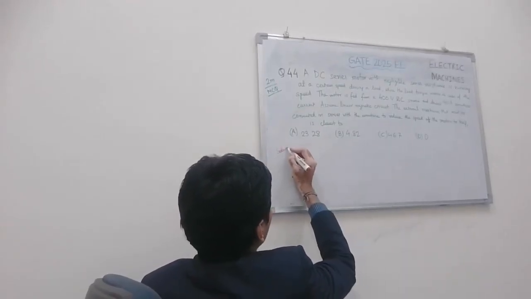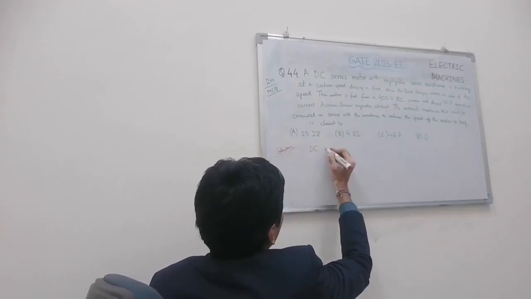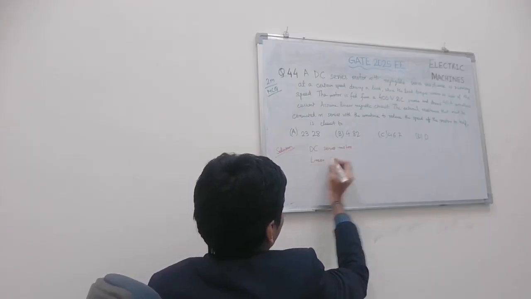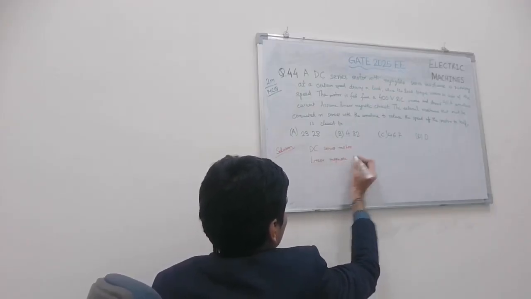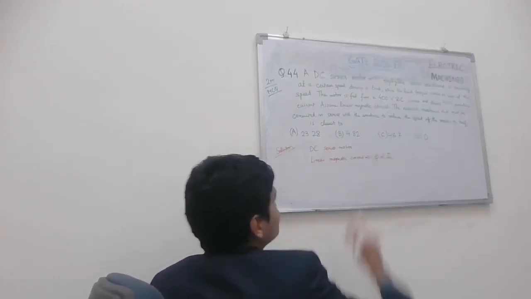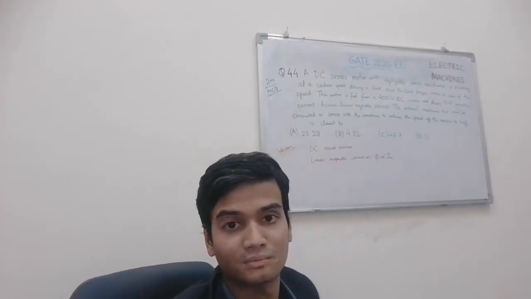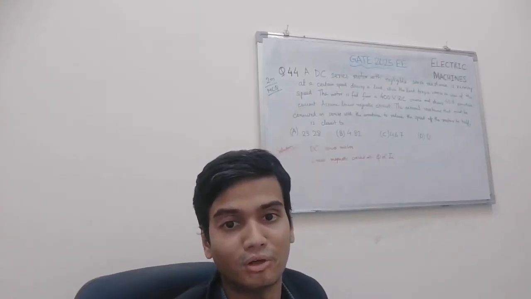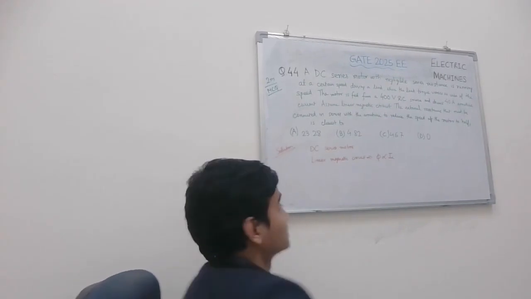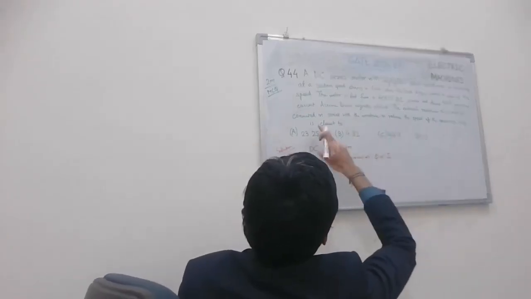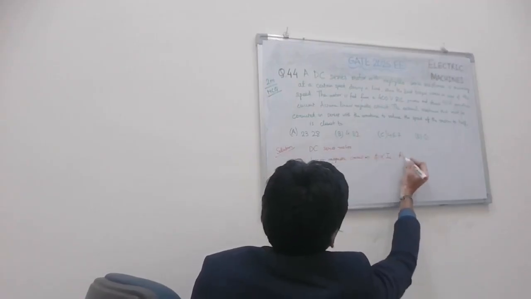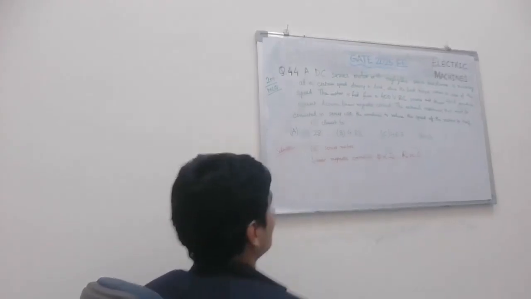Let's move to the solution to this question. So basically, DC series motor with linear magnetic circuit. What do we have? Phi is proportional to armature current IA, for linear magnetic circuit for DC series motor. It is given as negligible series resistance, that is RA is negligible, equal to 0.